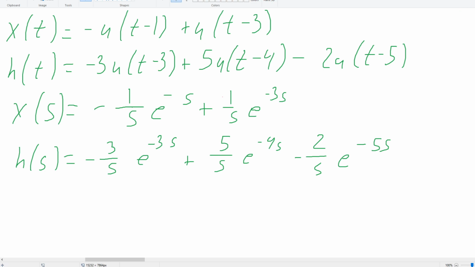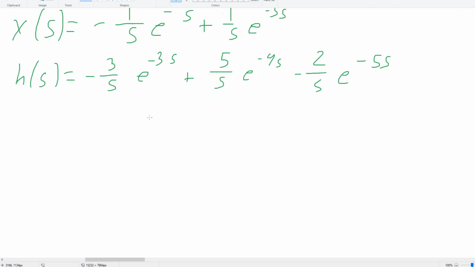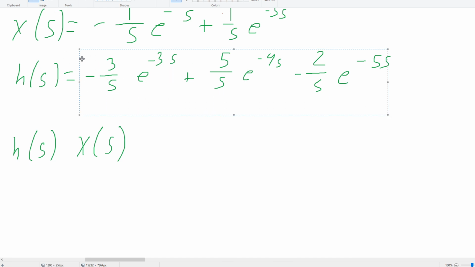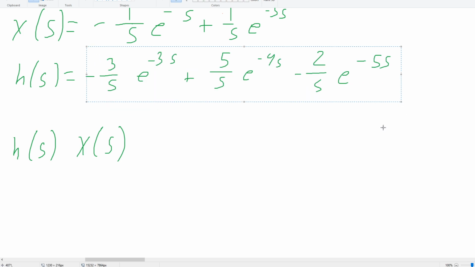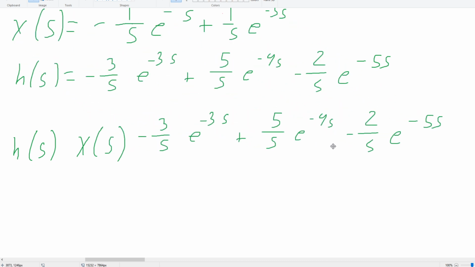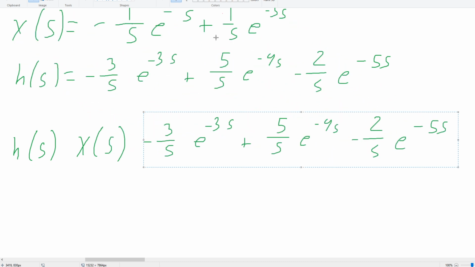Alright, and then we have to do h of s times x of s. And I'm not gonna rewrite each of these parts. I guess what I can do, I always forget about this, I have the selection tool. So let me just select all of this. So that's this part.